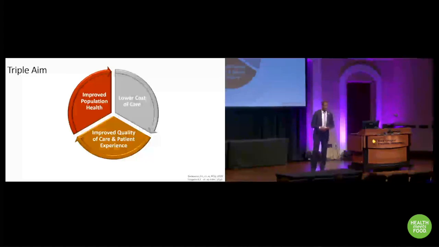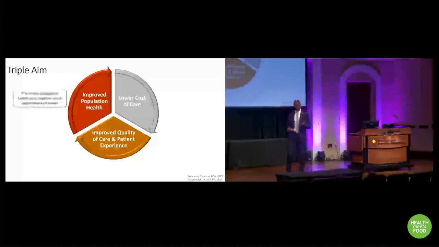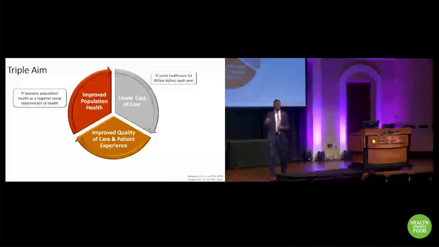But unfortunately, food insecurity does the exact opposite to this. We know that food insecurity actually worsens population health as a social determinant of health. We know that food insecurity doesn't lower the cost of care, but it increases the cost of care. $53 billion each year are wasted as a result of food insecurity.